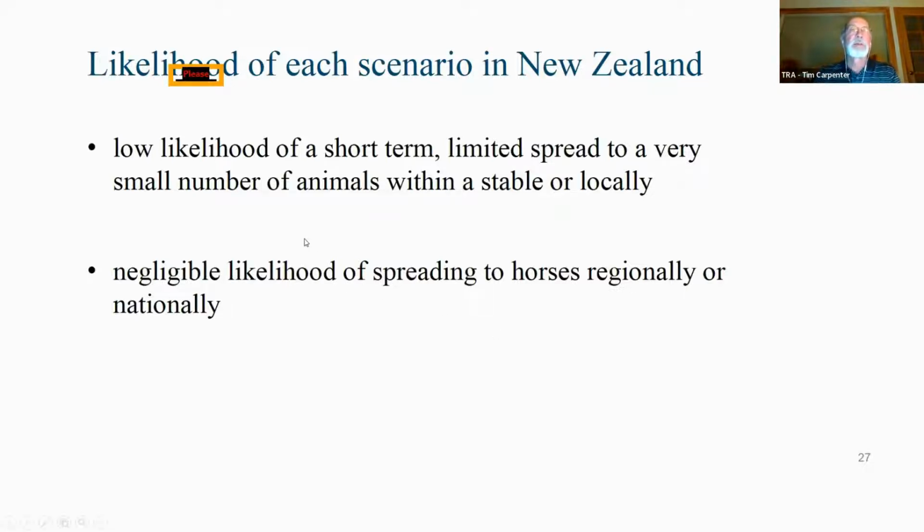So the likelihood of the spread is low, and very short term. If identified, when identified, we're looking at viremia again of 21 days. And if it does occur, it's going to be very localized, we anticipate. Now, there's a very, very negligible spread of horses into a larger level, such as the regional, district, or national level.